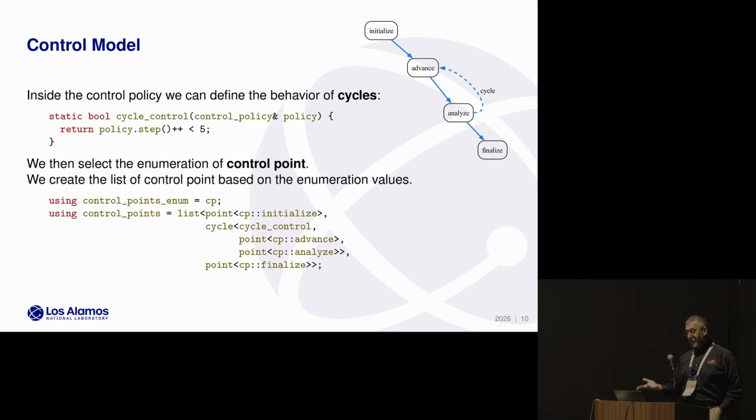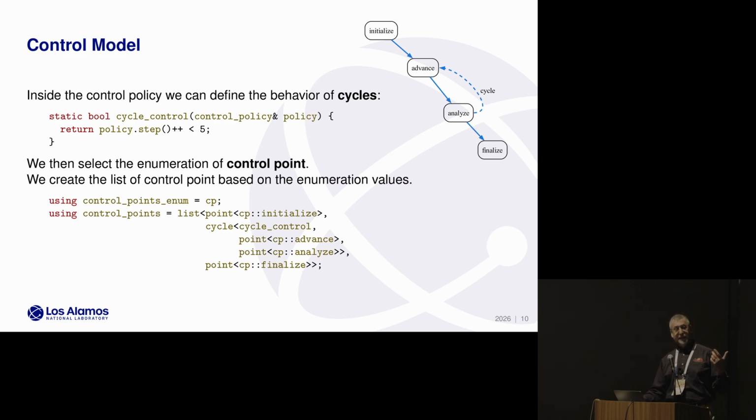So to implement this control model in FleCSI, we want something that looks like what's shown in the upper right, where we'll have a cycle where the simulation will advance the simulation, analyze the result, advance, analyze a few times. For simplicity, here we'll do it a fixed 5 times.